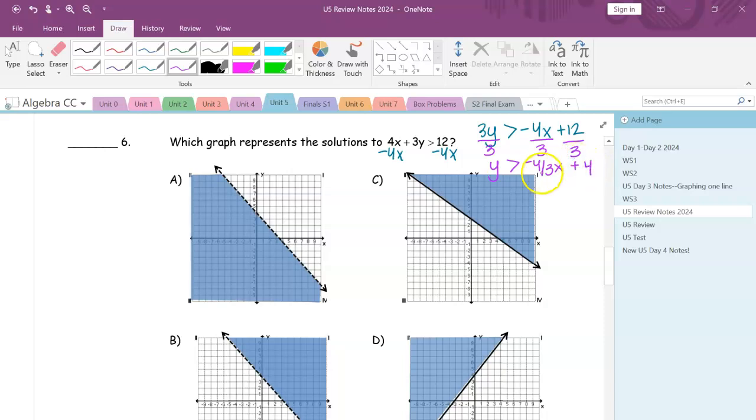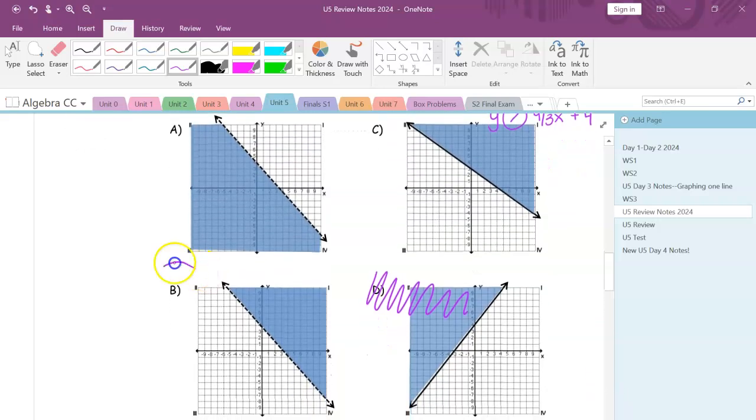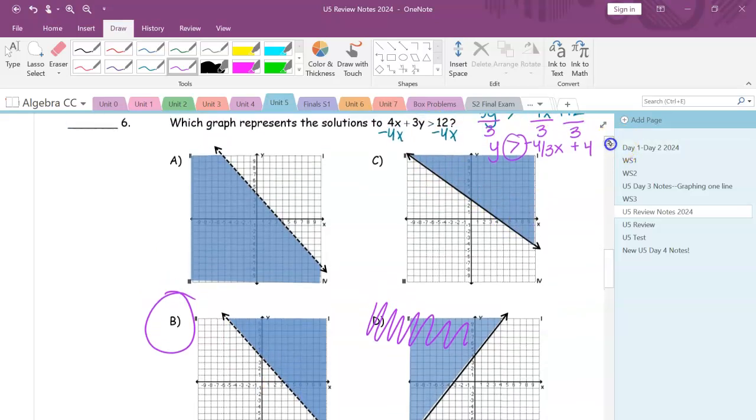So we should have a line that is going downhill, which gets rid of option D. We should also have a dotted line because we just have a greater than. So that means we are at A or B. And then finally, this is a greater than, so we should be shading above, which means it's going to be this one, letter B. And again, we want the dotted line, not the solid line.